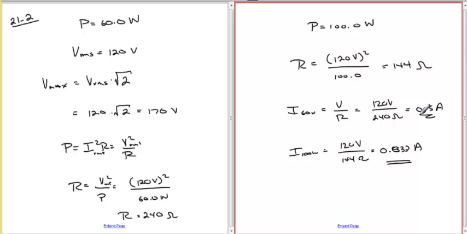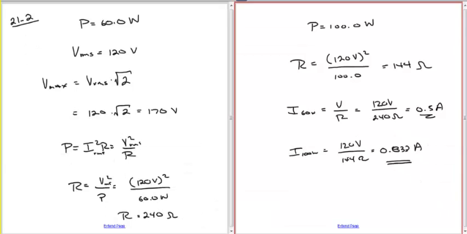And it always works that way with resistive elements. The lower the resistance, the higher the temperature that you get. Okay, so that's the right answer.